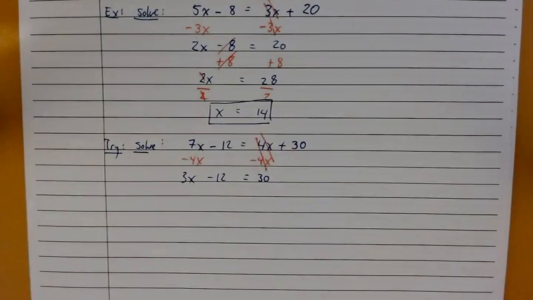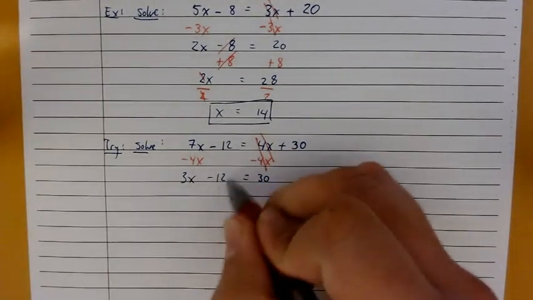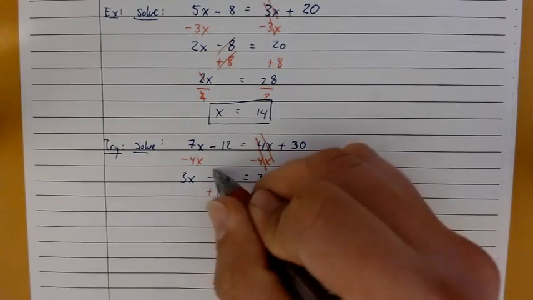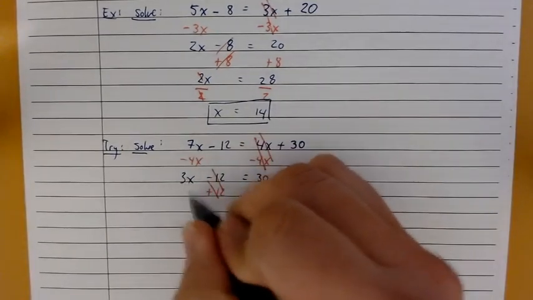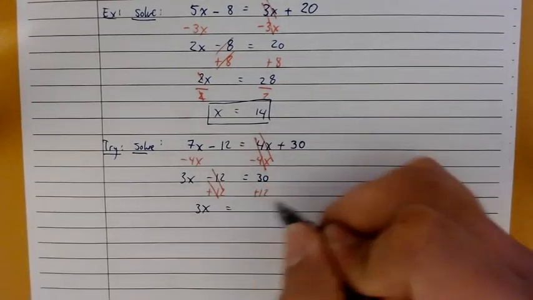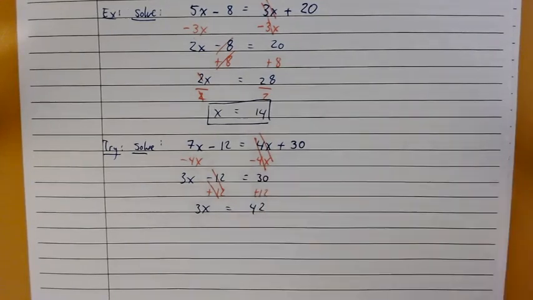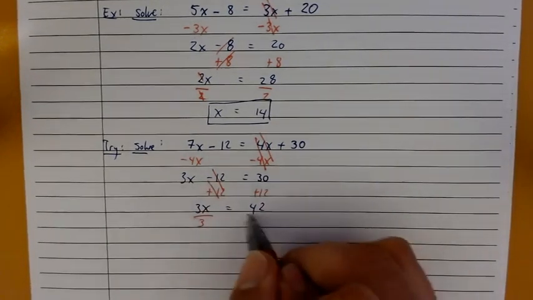And now this is a nice equation to solve. I want to get rid of my addition subtraction first. Let me go ahead and add 12 to both sides. That way 12 and minus 12 give me 0, leaving me just my 3x. And here 12 plus 30 will give me 42. And finally, to get rid of that 3, which is being multiplied times that x, I can divide both sides by 3.